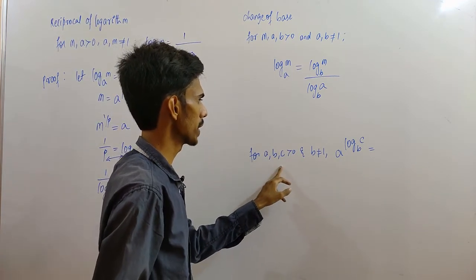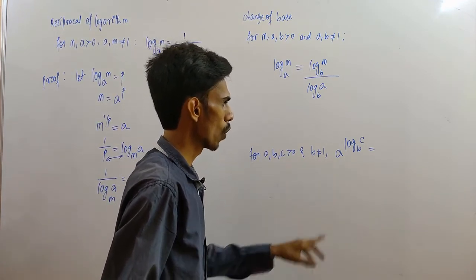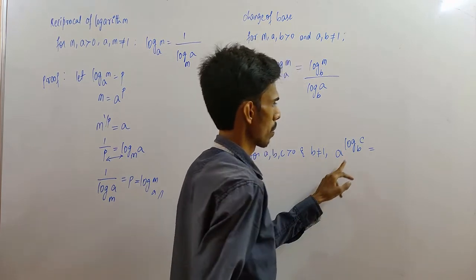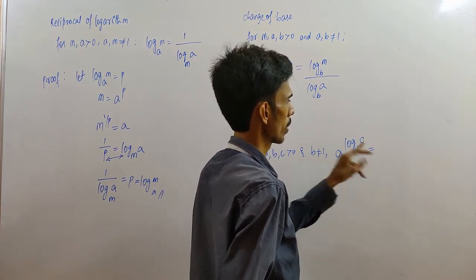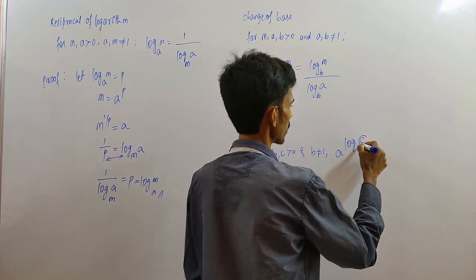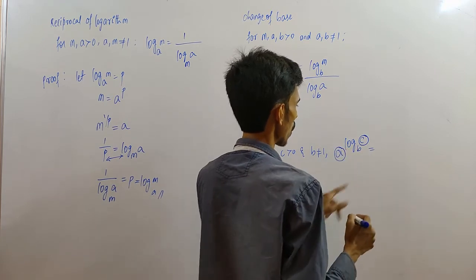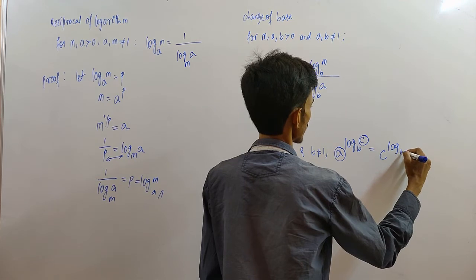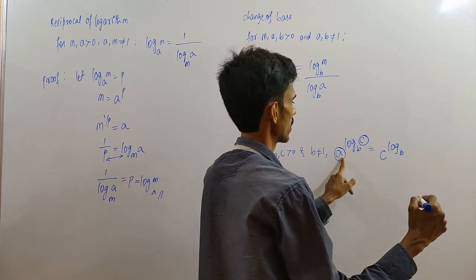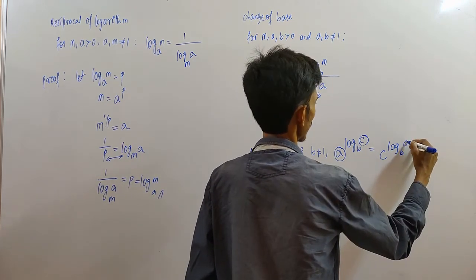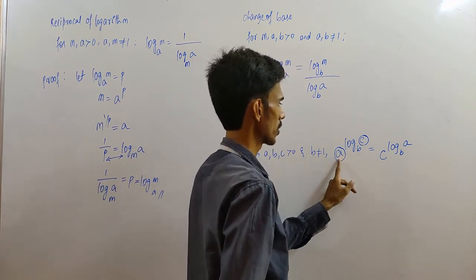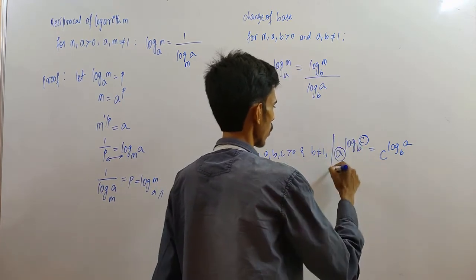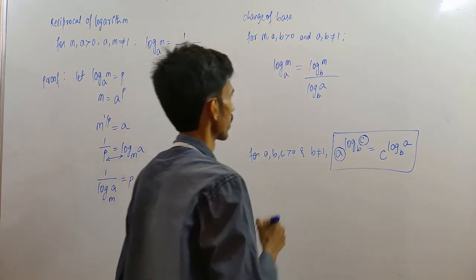Similarly, for a, b, c greater than 0, b not equal to 1, we have a to the power log c to the base b. Here we can interchange these two: write c in place of a, write log b as it is, and take this a to here, so it becomes a. So we can interchange this a and c. These are the formulas that you have to remember.